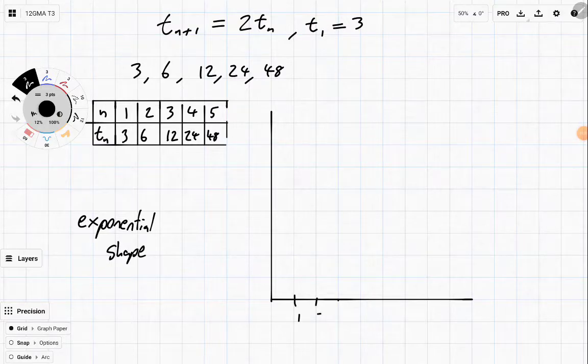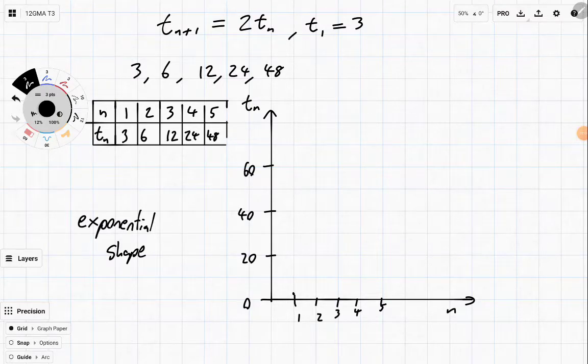So we're going to have 1, 2, 3, 4, 5 down on the n-axis. And then on the Tn axis, well, we need to get up to 50. So 15, 20, 25, 30, 35, 40. Yeah, that's not big enough. So we're going to go in 20s. So we'll go 0, 20, 40, 60. Alrighty? And now we just got to plot our points.